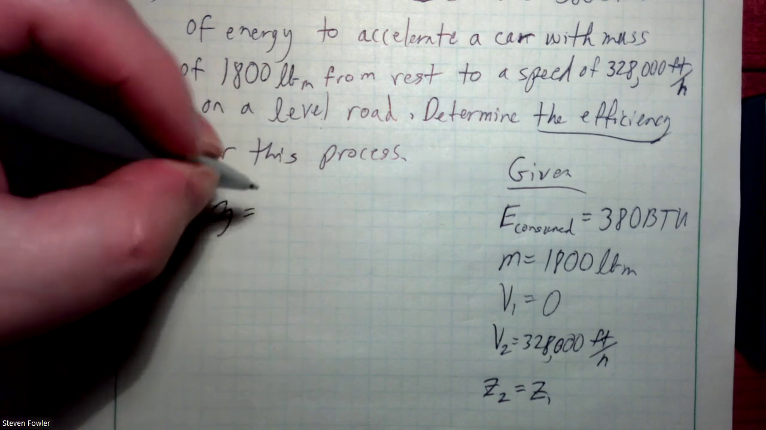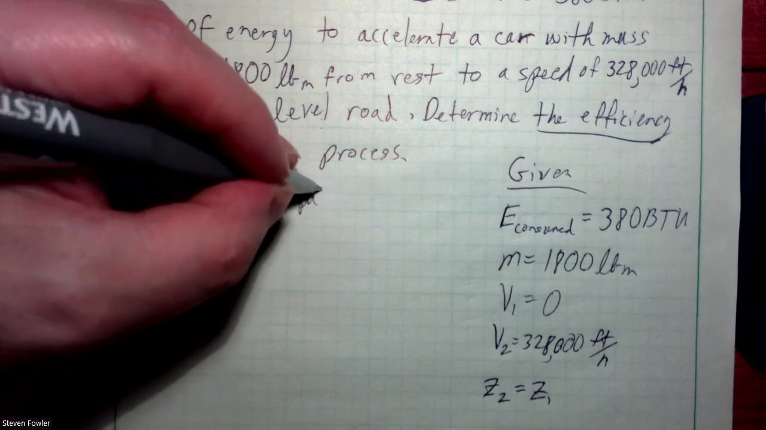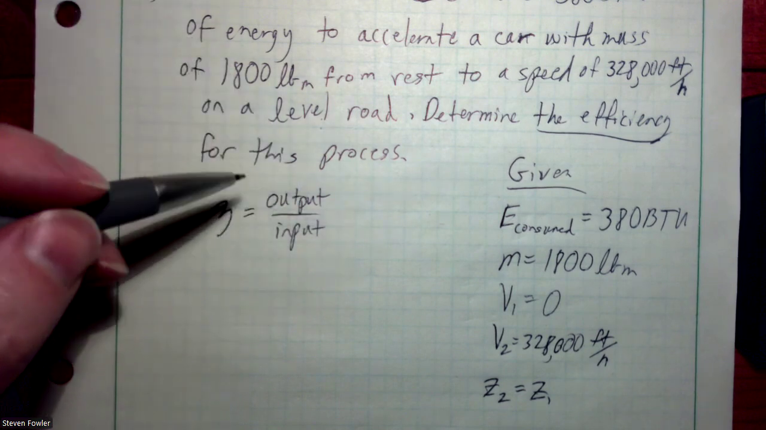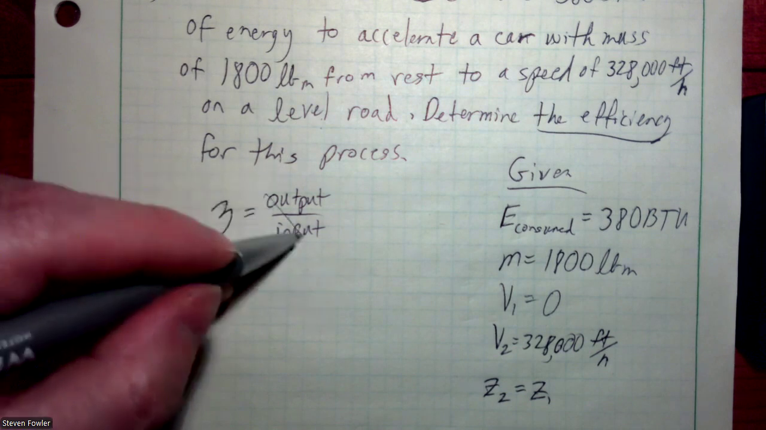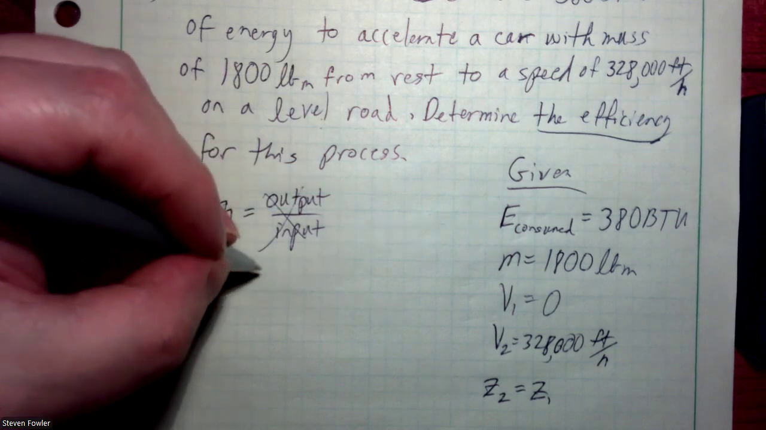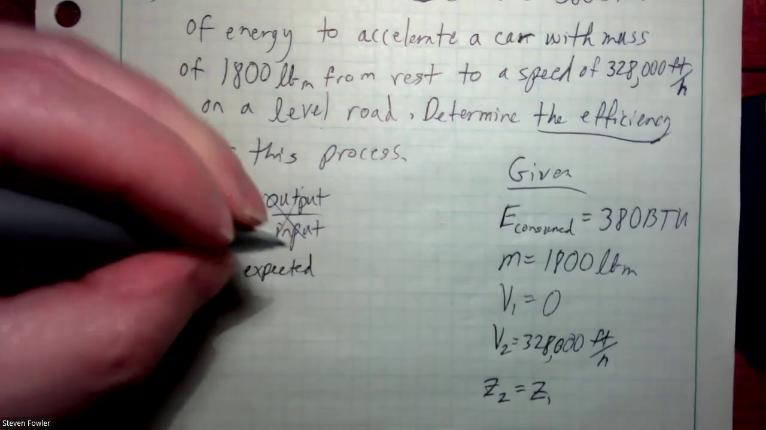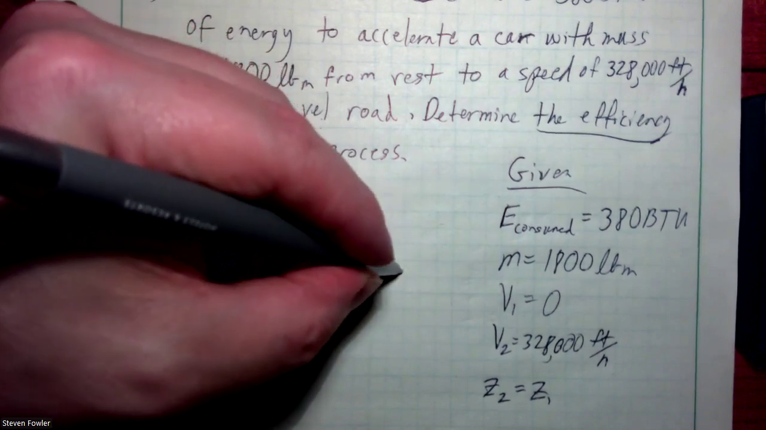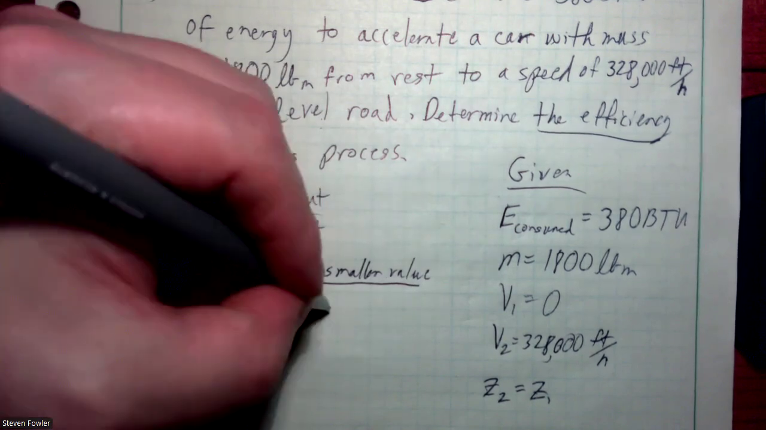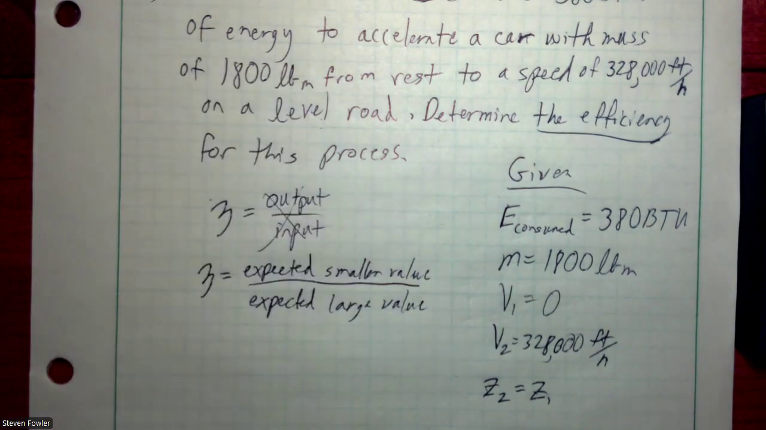Well, I'm looking for efficiency, so how do I find efficiency? Well, efficiency is often, your text will say, the output over the input. And I don't care for just memorizing this as a formula. It's okay to think of it as a concept. Just be careful with that. Again, think about what's going on with the situation and think about what you expect to be the smaller value divided by what you expect to be the larger value. You're comparing two different things when you do an efficiency.